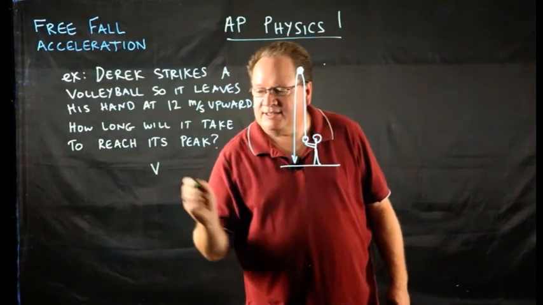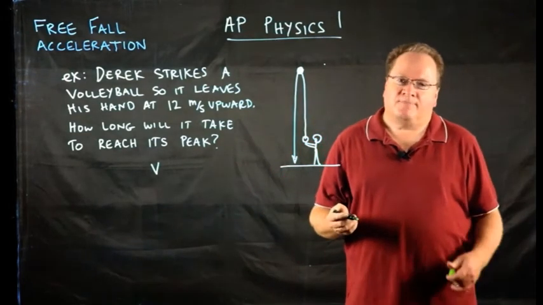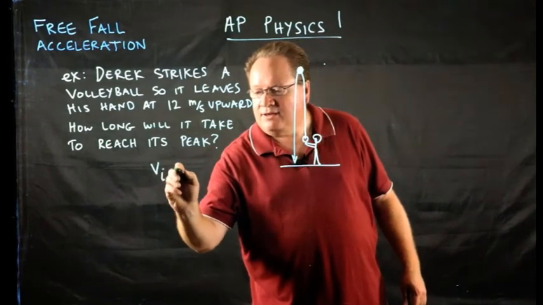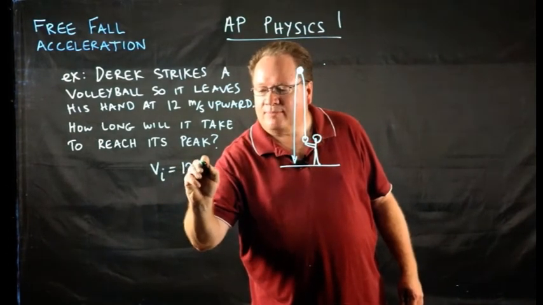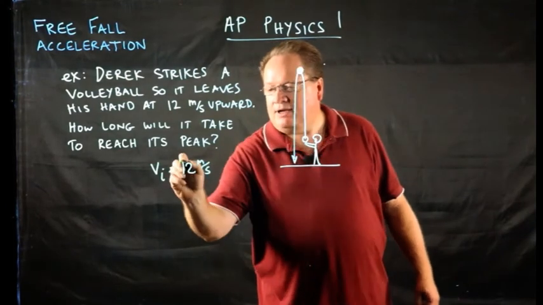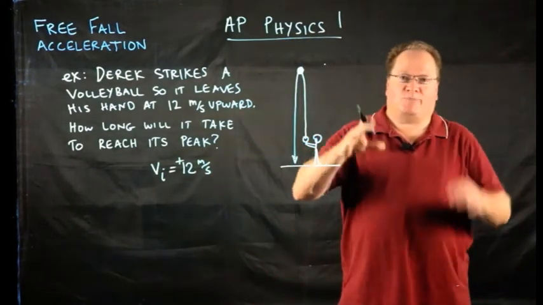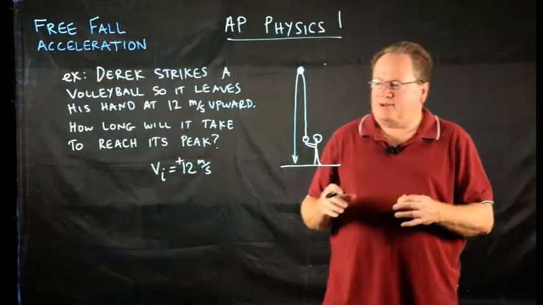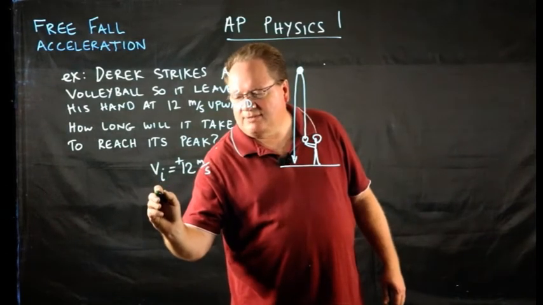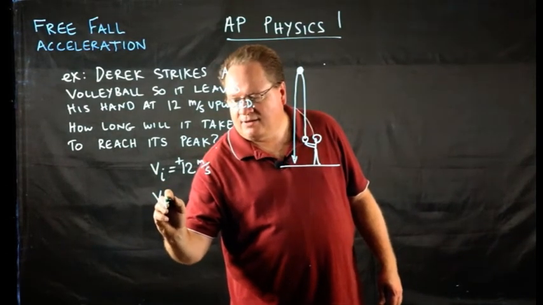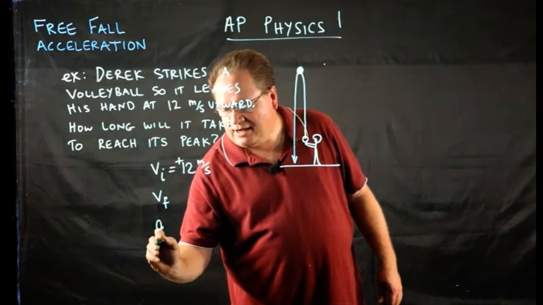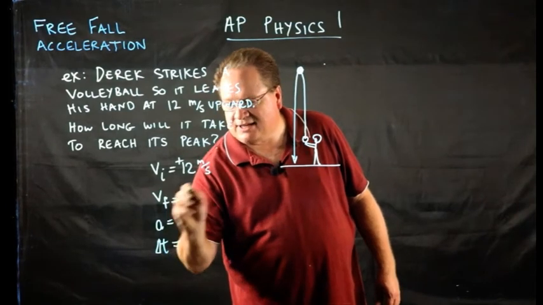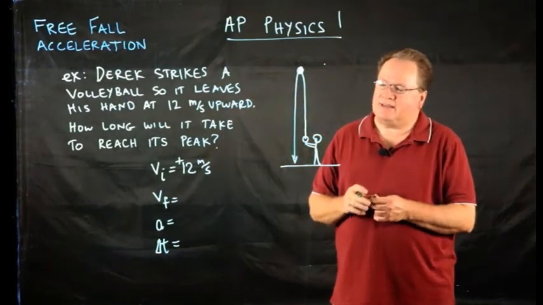The question is, is it VI or VF? Well, it was the initial velocity with which he hit it. So this is VI. We know that VI is 12 meters per second. And I'm going to go ahead and very overtly say that that's positive, that's upward. Okay? Now, the other variables that we've talked about so far, we've also talked about VF, okay? We've talked about A, and we've talked about delta T. These are all variables that we've been discussing. I'm just going to write them down, and let's figure out how many of these we know.